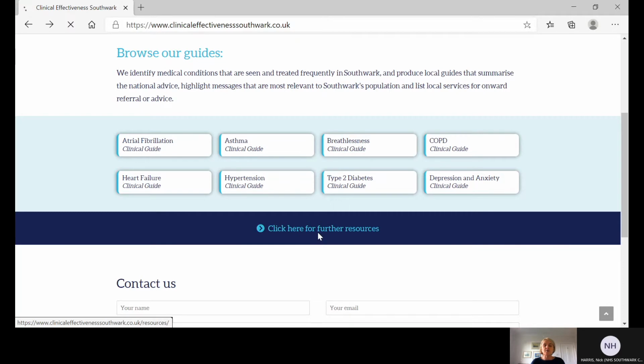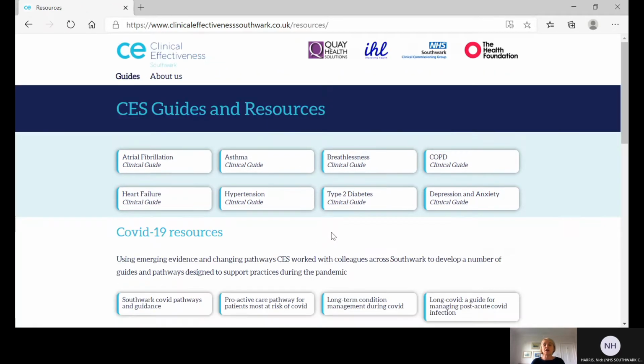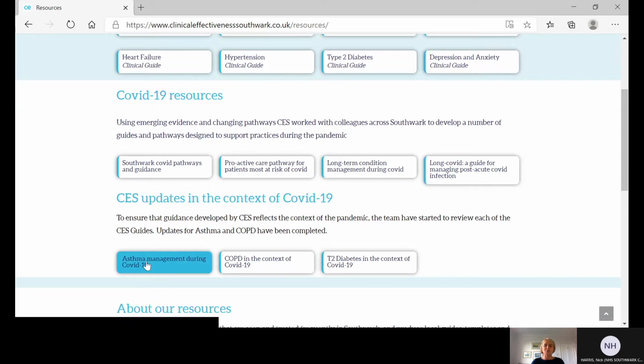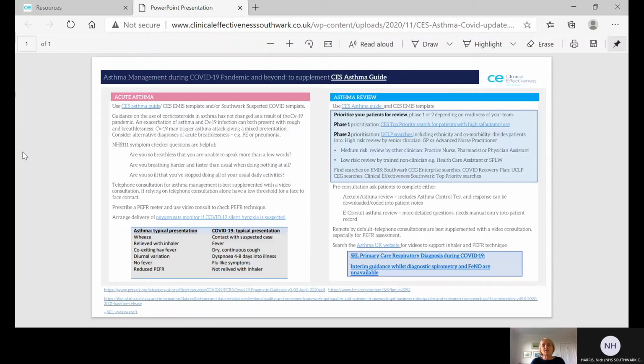So if your patient presents with breathlessness during COVID, we suggest you look at the asthma during COVID guidance, which is also on our website. And I think we're about to click on that now, all running very smoothly. And this just reminds us of how to distinguish between COVID presentations and asthma presentations.